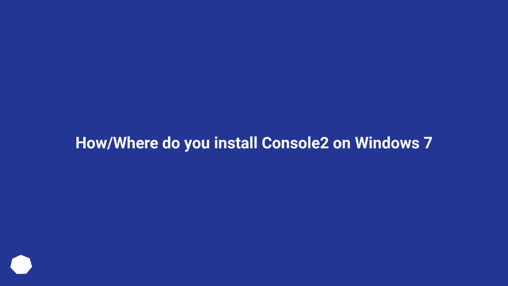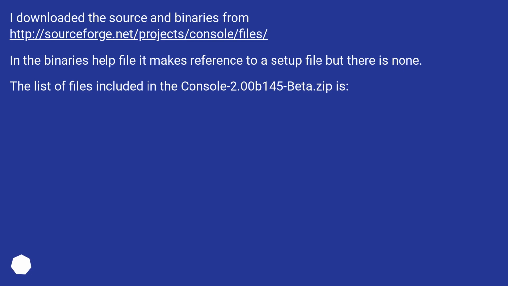How/where do you install Console2 on Windows 7? I downloaded the source and binaries from this URL. In the binaries help file it makes reference to a setup file, but there is none.